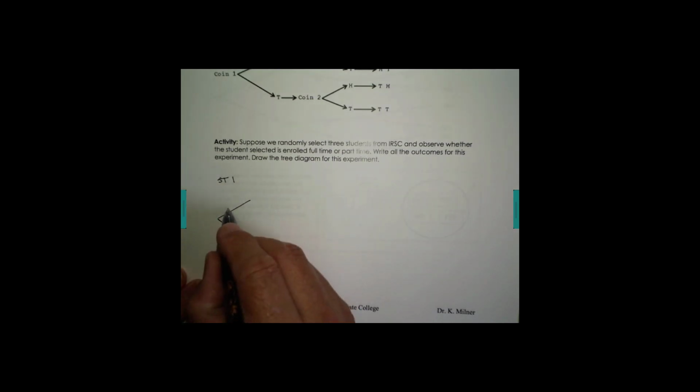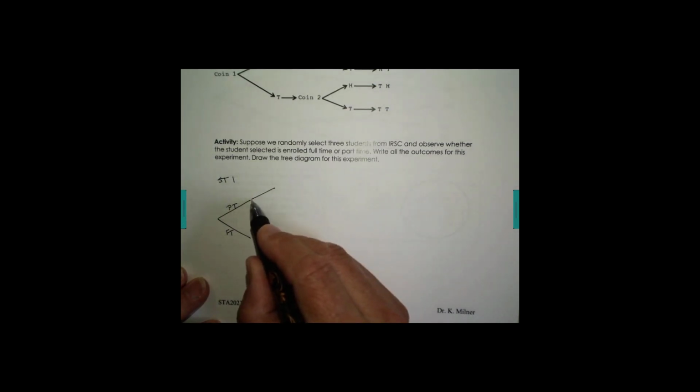First, my first student, I'm going to just draw the first opening here, and I'll put up here that this is student 1. And for student 1, I can have either a part-time student or I could have a full-time student, and I'll represent them just with part-time, full-time there. So that's my first selection. The second selection is going to give me the same possibilities. It will either be a part-time student or full-time. And if the first one was full-time, my second one could have been either part-time or full-time.